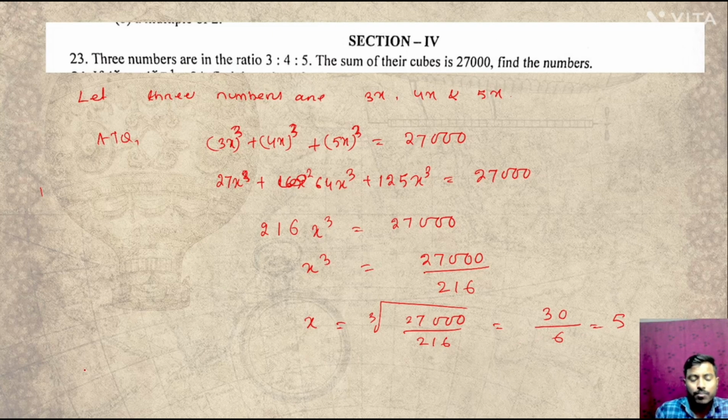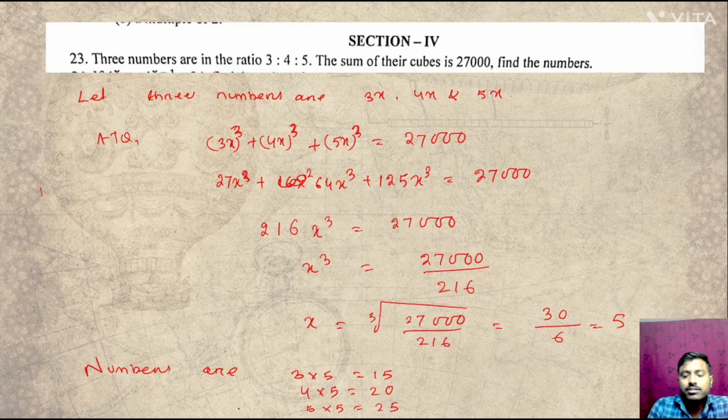So write down the numbers are 3 into 5, that is 15. 4 into 5 equal to 20, then 5 into 5 equal to 25. Clear? Next.